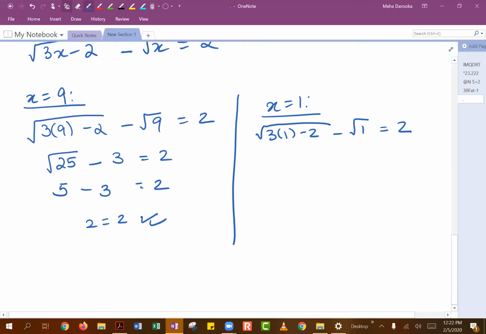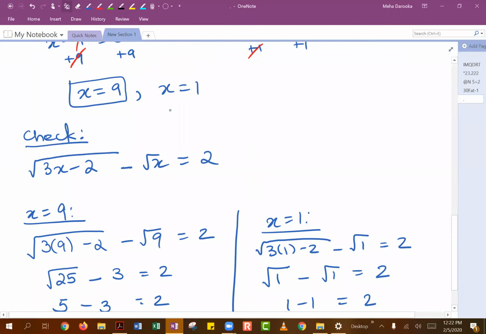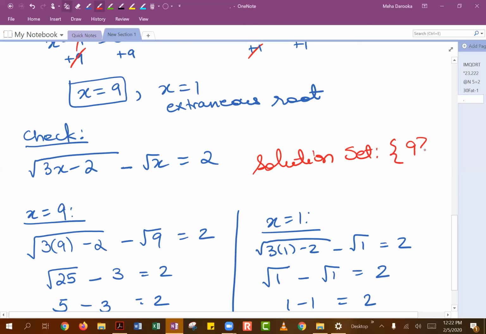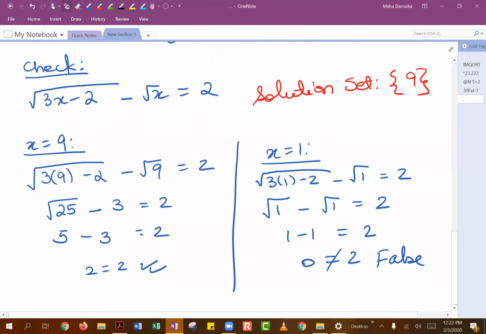Okay, so that's 3 times 1, which is 3. 3 minus 2 is 1, and you're actually getting 0. So this one number, again, that ends up working.